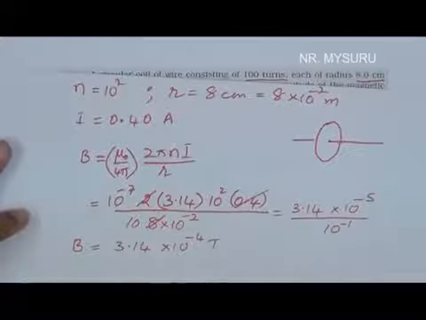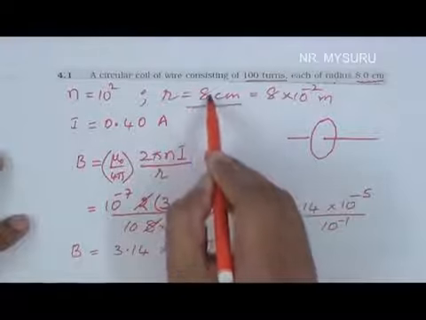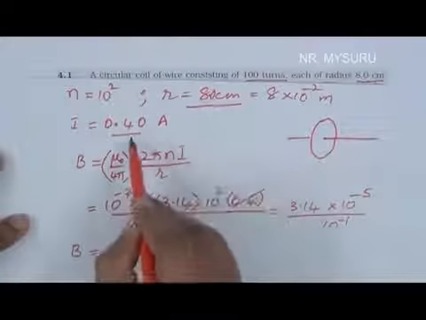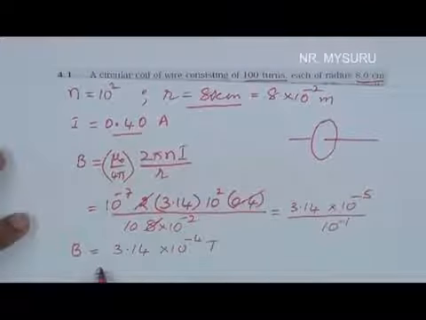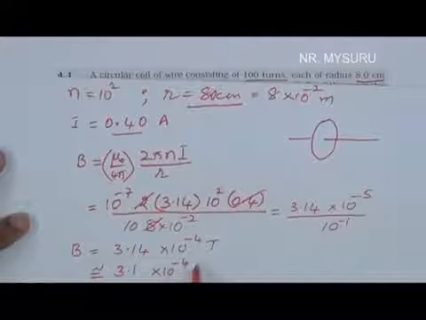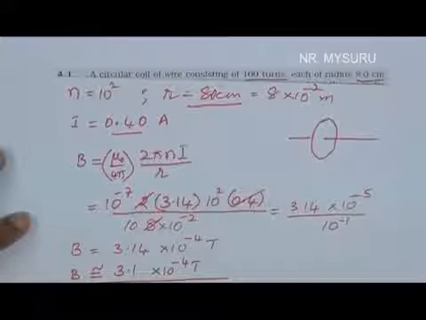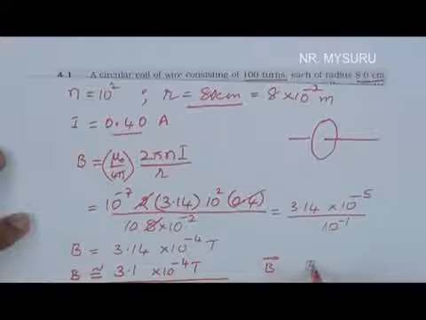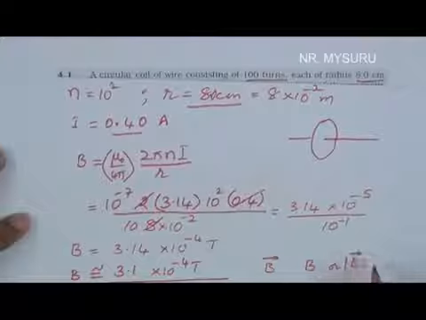But if you carefully observe, the radius, which is 8.0, and current, all these have two significant figures. Therefore, the correct answer is 3.1 × 10 power minus 4 Tesla. This is the magnitude of the magnetic field. This represents a vector, this represents magnitude.